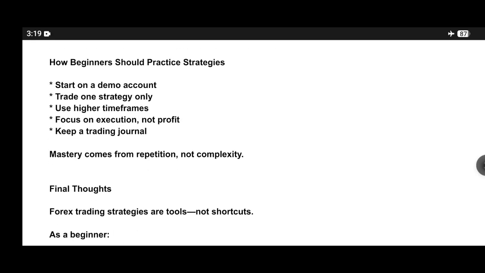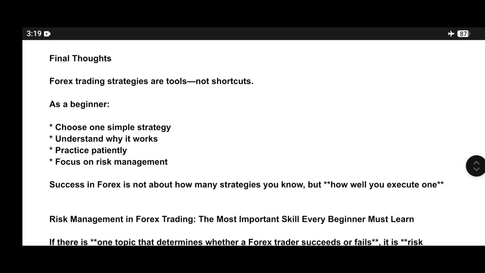My final thought on this topic is this: Forex trading strategies are tools and not shortcuts. As a beginner, choose a simple strategy, understand why it works, practice patiently, and focus on risk management. Success in Forex is not about how many strategies you know, but how well you execute the one you have.